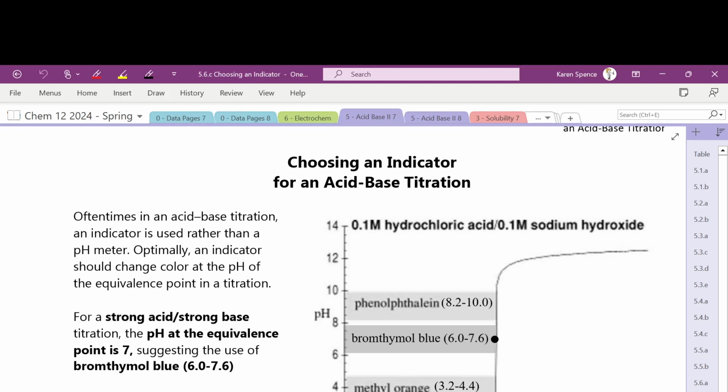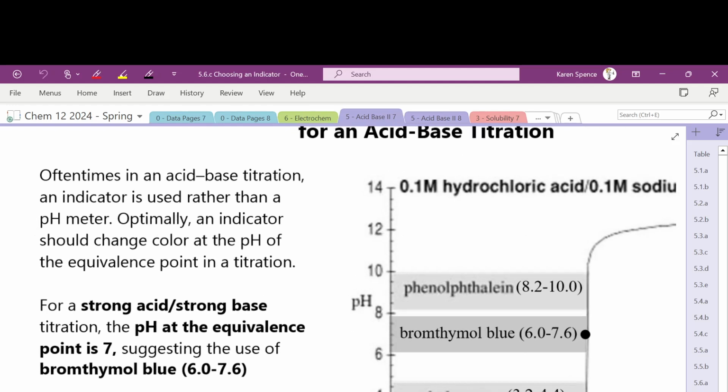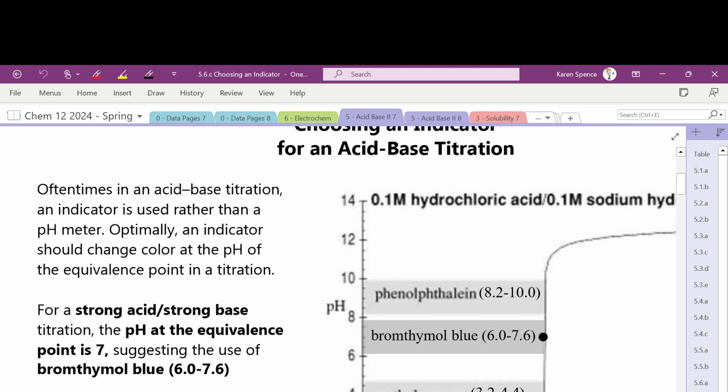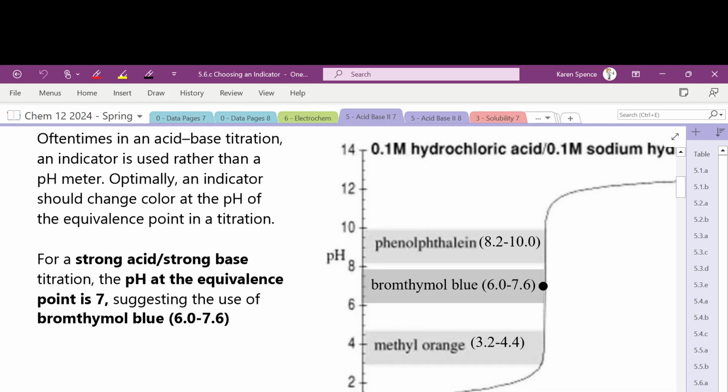Oftentimes, all one word. My God, I obviously stole this from somewhere because I would not use a word like oftentimes. In an acid-base titration, an indicator is used rather than a pH meter. Optimally, an indicator should change color at the pH of the equivalence point.